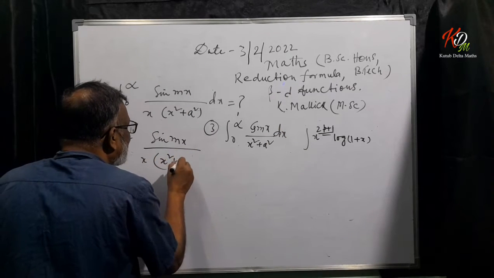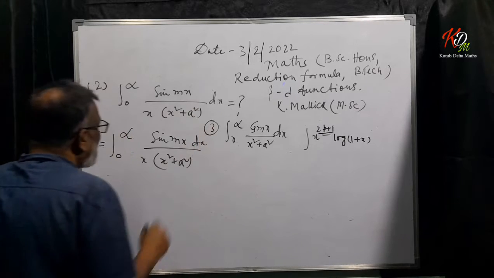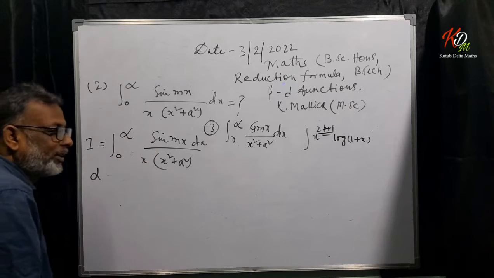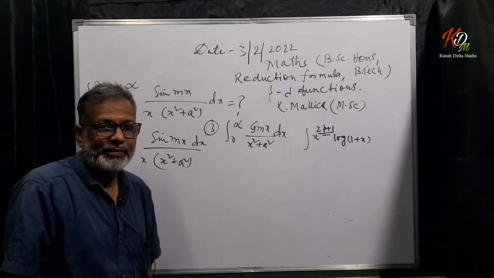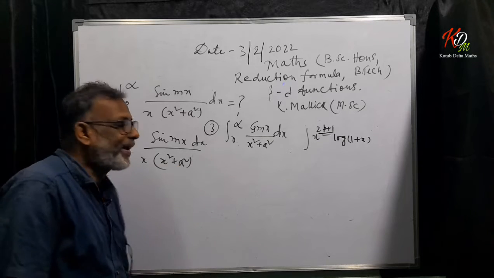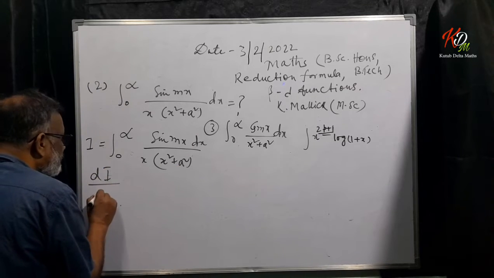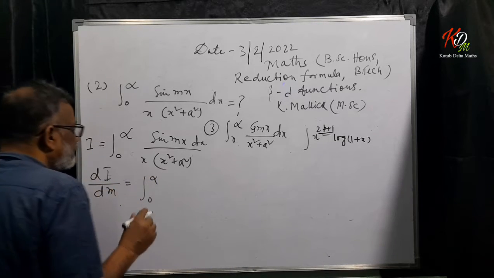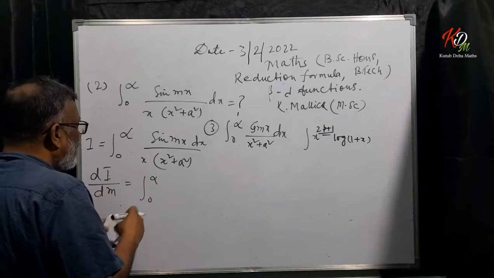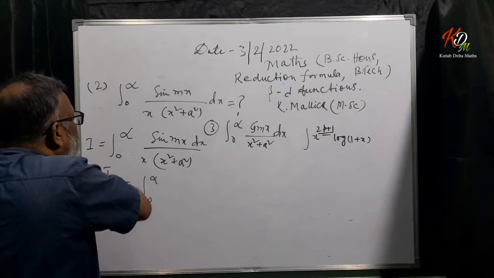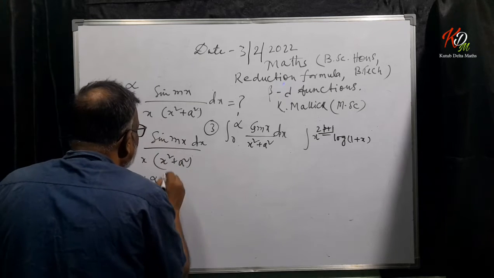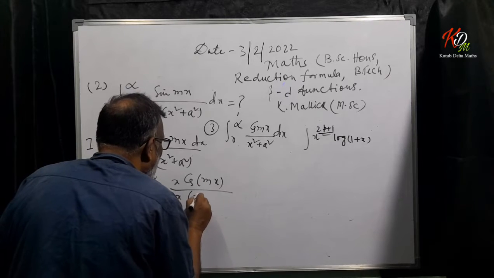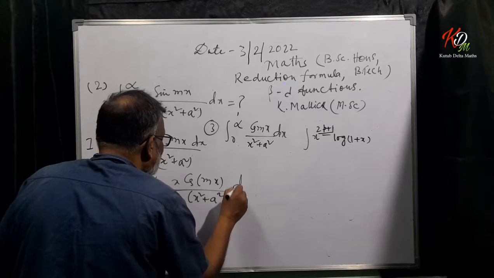X square plus a square dx. Now integrating, and now differentiating with respect to m. Here suppose that m varies, but all the other terms must be constant. Now dI/dm, 0 to infinite, x cos mx by x square plus a square dx.